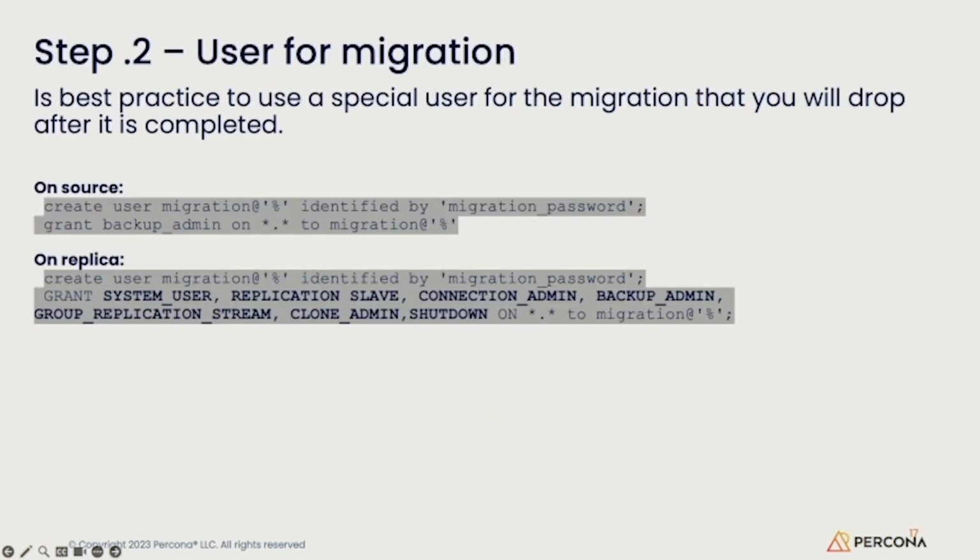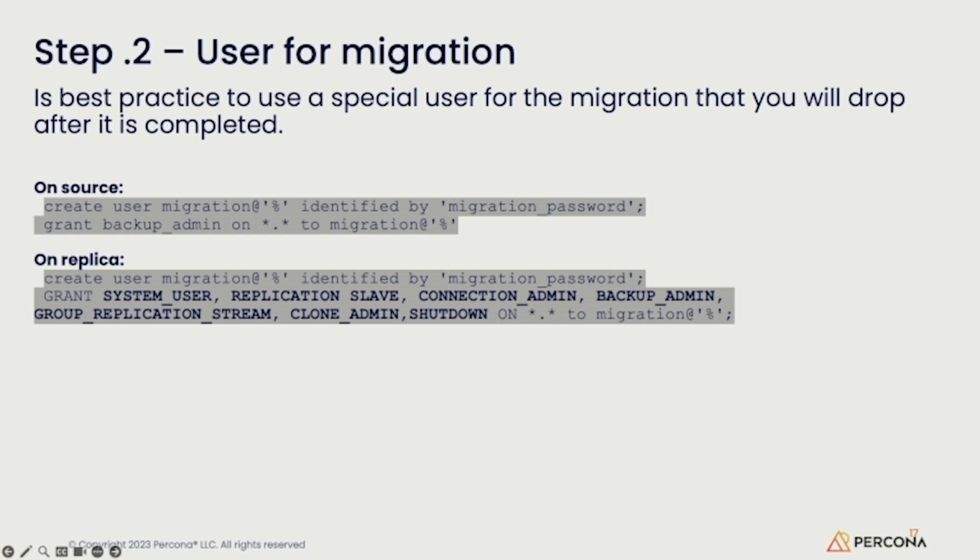Okay, let me go ahead. So user migration, this is also another very important thing. Don't use an existing user for that. Just use a different user specific for this operation, and create the grants for the user, of course. Grant backup admin on source, so the user from the group replication, which is the replica for us, will be able to connect and act as a backup admin. And instead of replica, you have to grant more in order to be able to do all the different operations.